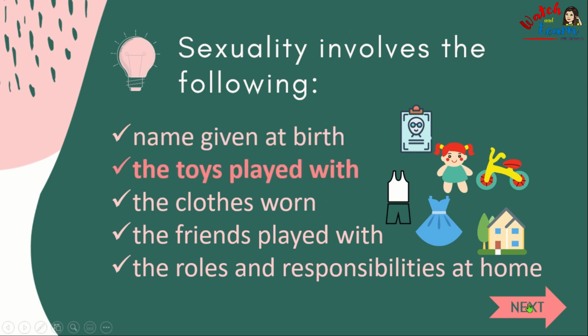Sexuality also involves what toy the child played with. In our society, there are toys that are assigned only for girls or for boys. Girls play Barbie, dollhouse, or any toy that is associated with girls, while boys play car, robot, ball, and any toy that is considered a toy for boys. Some parents find it unusual when a girl plays with a car, same with a boy that plays with a doll, but some parents also find it normal.